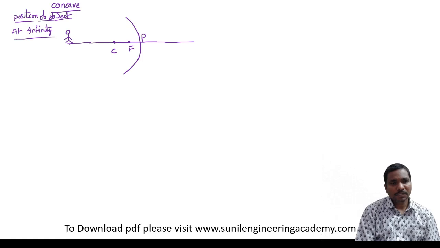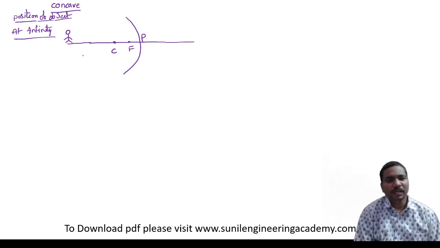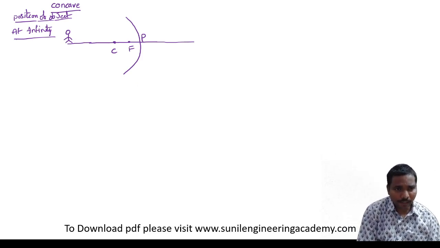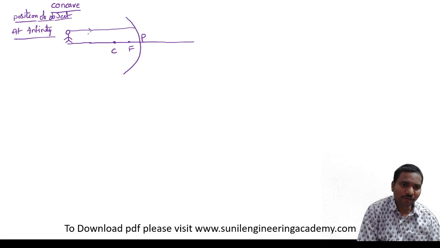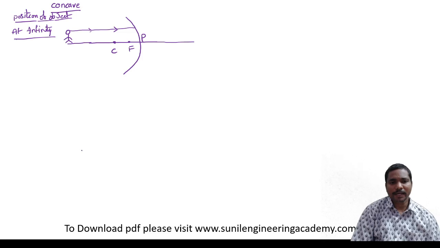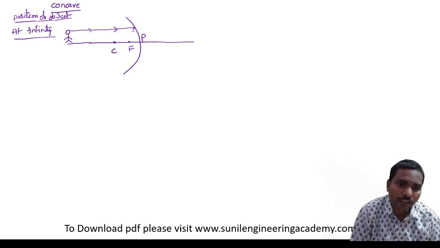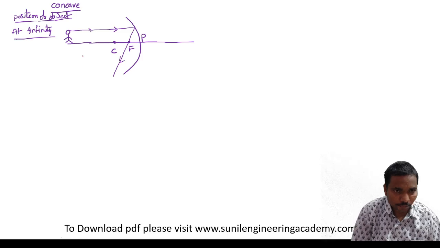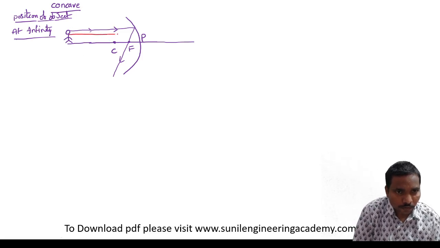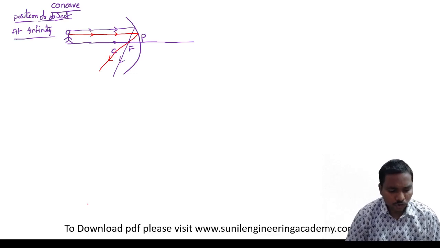If you place any object at infinity, that means very far, and you send some light, what will happen? The light will be parallel to the principal axis. Whenever a light ray strikes the mirror parallel to the principal axis, after reflection it will go through the focus, like this. If you send one more ray parallel to the principal axis, it again will go through the focus like this.